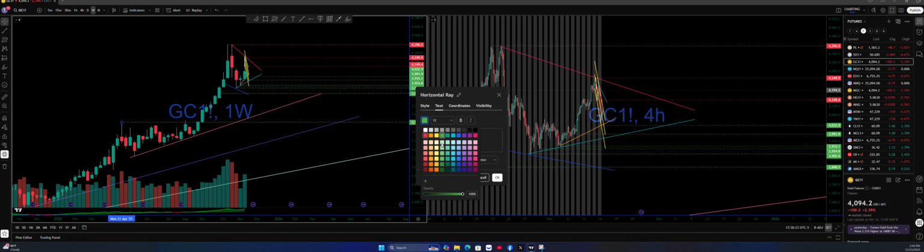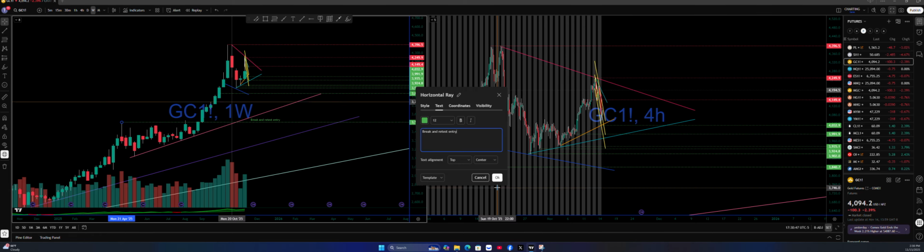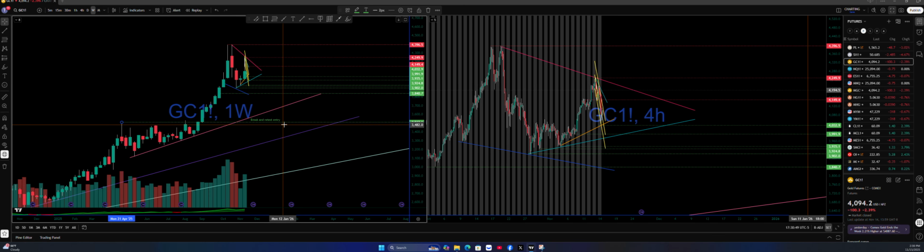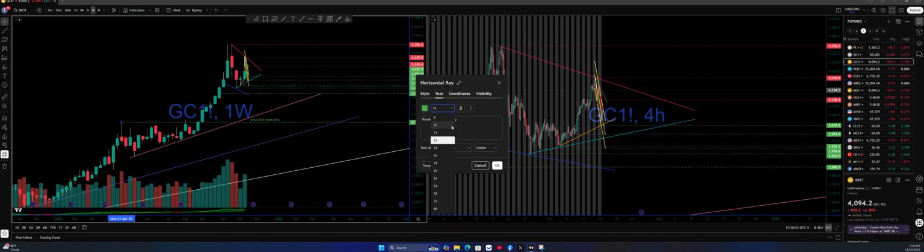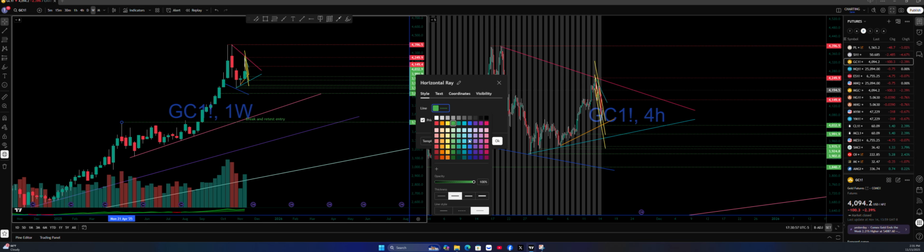So this would literally be what is it? Break and retest and trade, if it ever comes back down here. And we'll make this bigger. And then the style. Yes, that's fine.